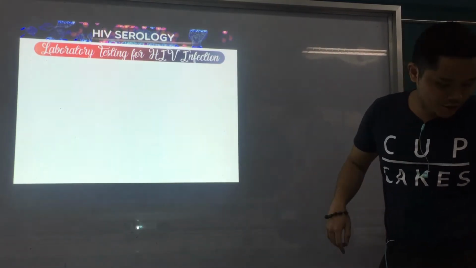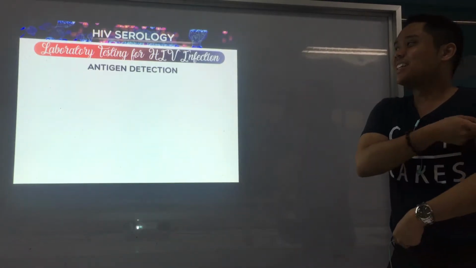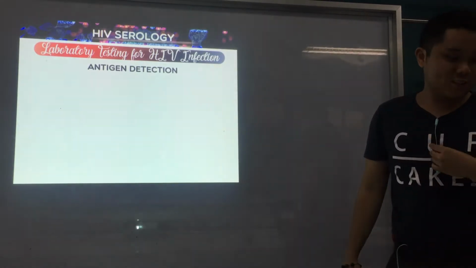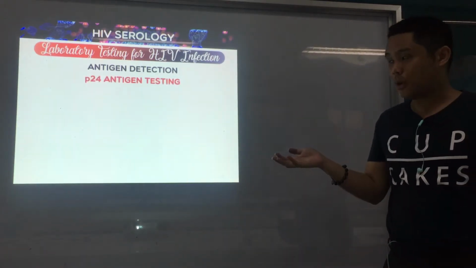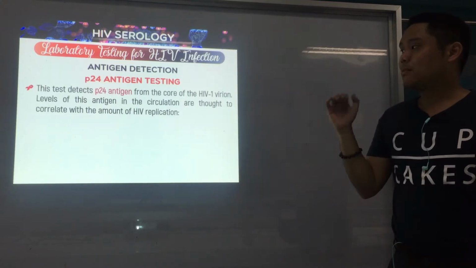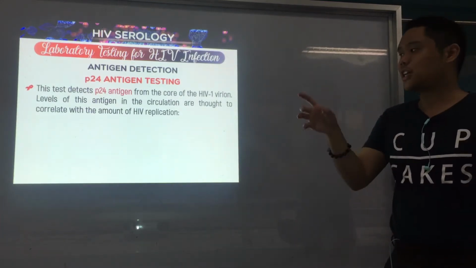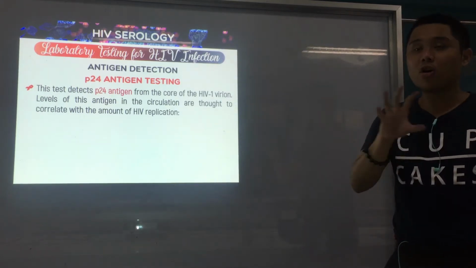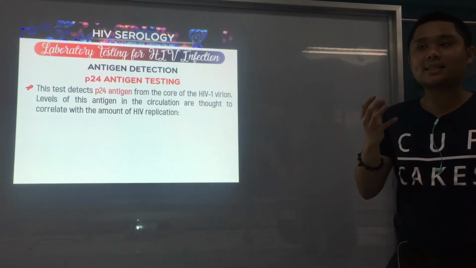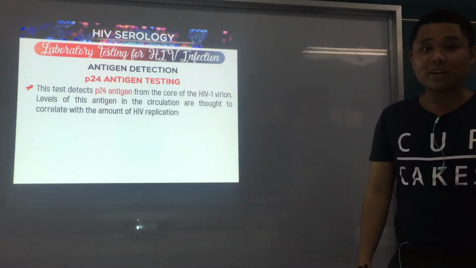And for this lecture, we're going now to start with antigen detection. For antigen detection, of course, what we're going to test is the P24 antigen. The P24 antigen, we detect it from, again, the core, right? Core of the HIV-1 virion. And the levels of this antigen in circulation correlate well with the HIV replication, or with the amount of HIV replication.